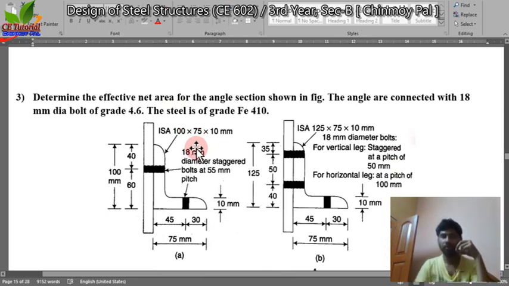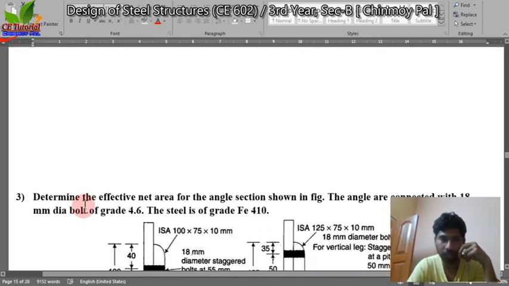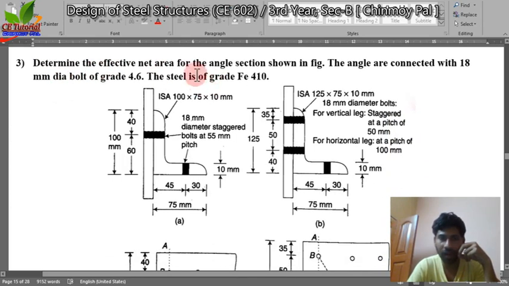And this is the next problem. Determine the effective net area. Now you can understand why thickness by 2 is deducted for both cases. You can understand in this problem. Determine the effective net area for the angle section shown in the figure. The angles are connected with 18 mm diameter bolts of grade 4.6 and the steel is of grade Fe410.